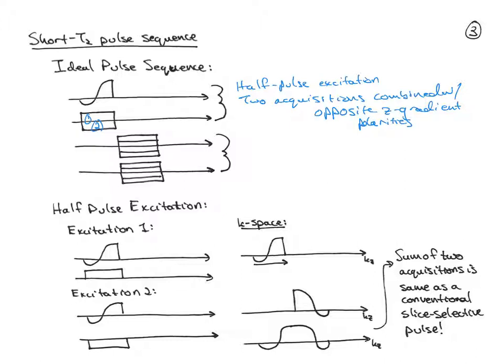And here is illustrating a radial readout on the X and Y axes. Okay?